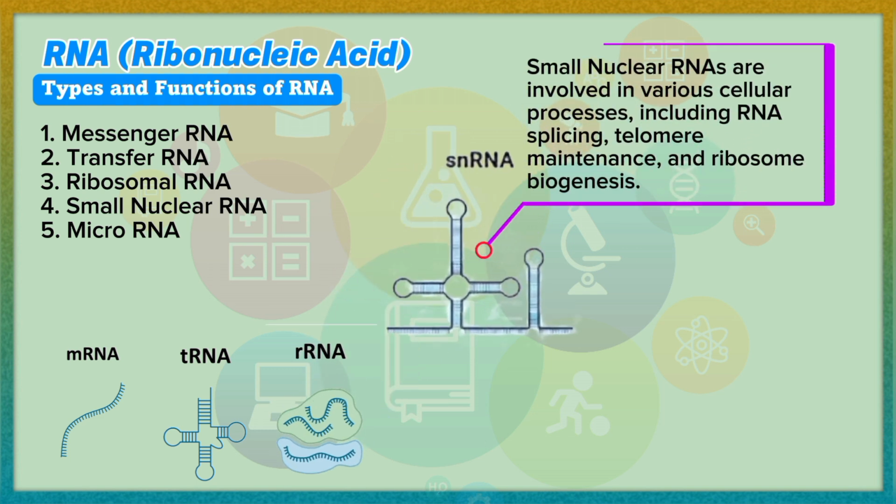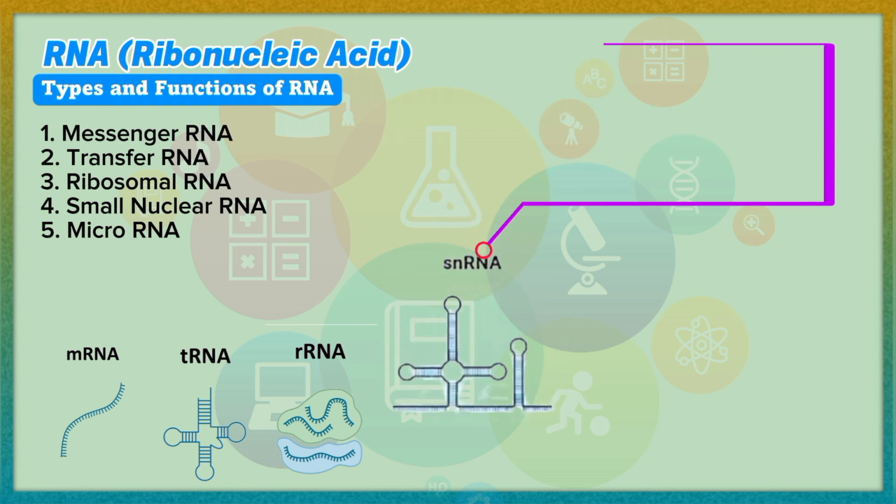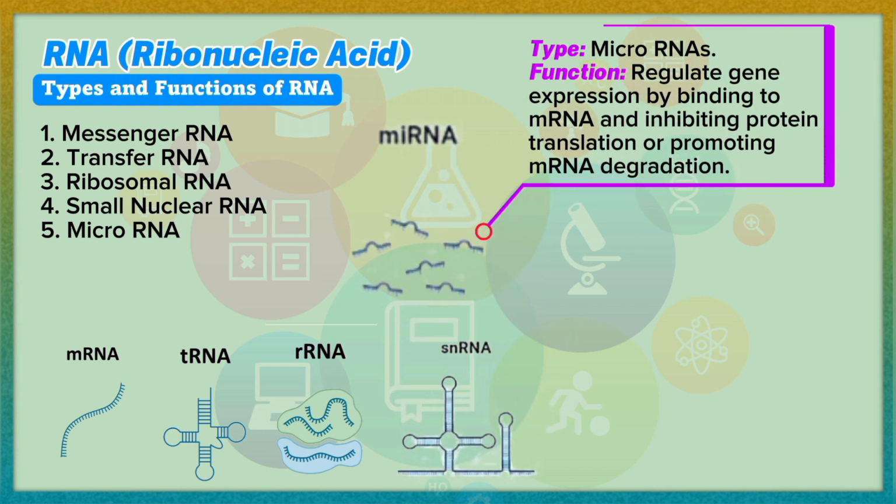Small nuclear RNAs are involved in various cellular processes, including RNA splicing, telomere maintenance, and ribosome biogenesis. MicroRNAs regulate gene expression by binding to mRNA and inhibiting protein translation or promoting mRNA degradation.